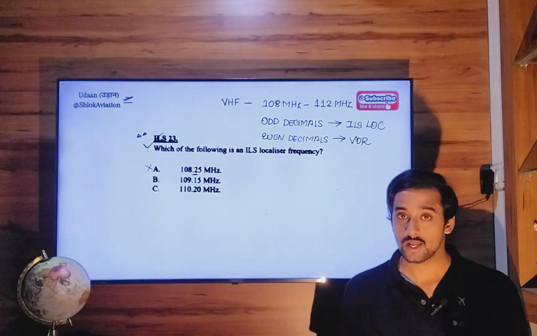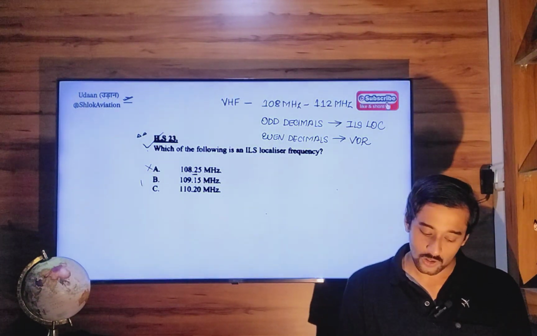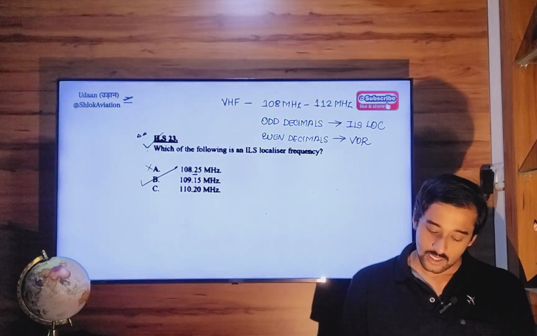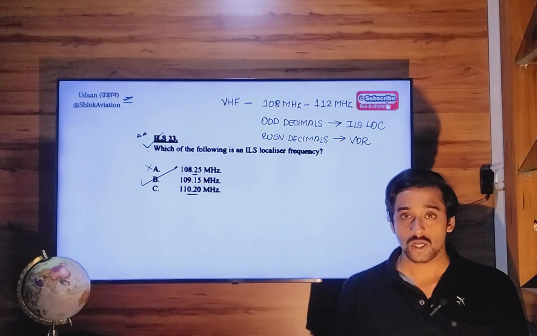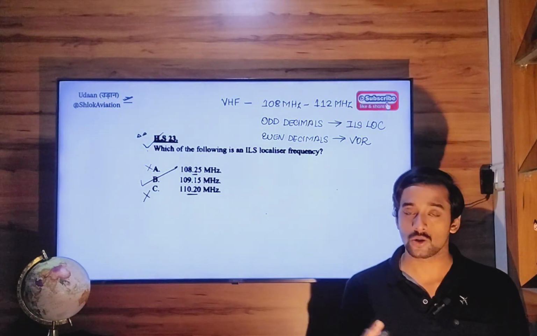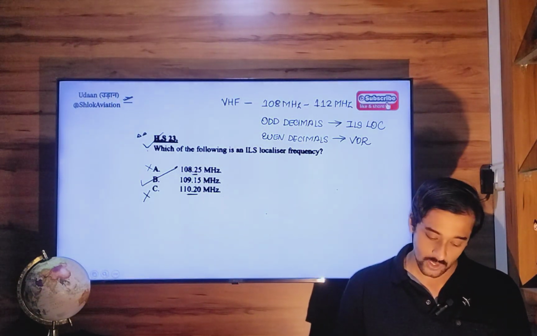109.15. So decimal 1 is an odd number, so it will belong to the ILS localizer. Decimal 2. Again, decimal 2 is what? It's an even decimal, so it won't belong to the ILS localizer. It will belong to the VOR. So option Bravo is the right answer.